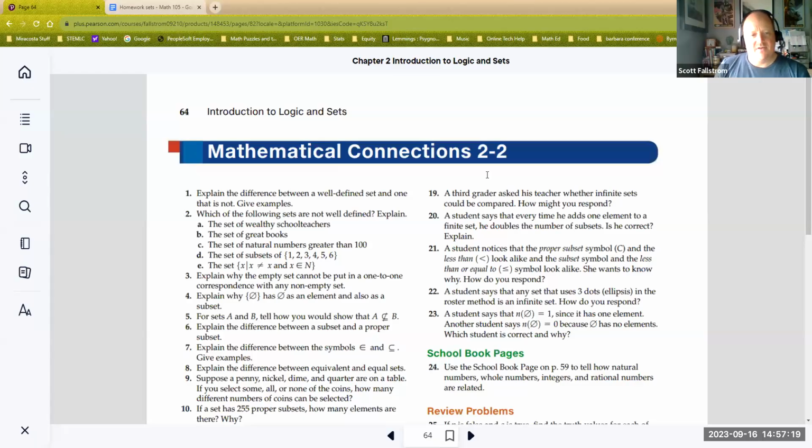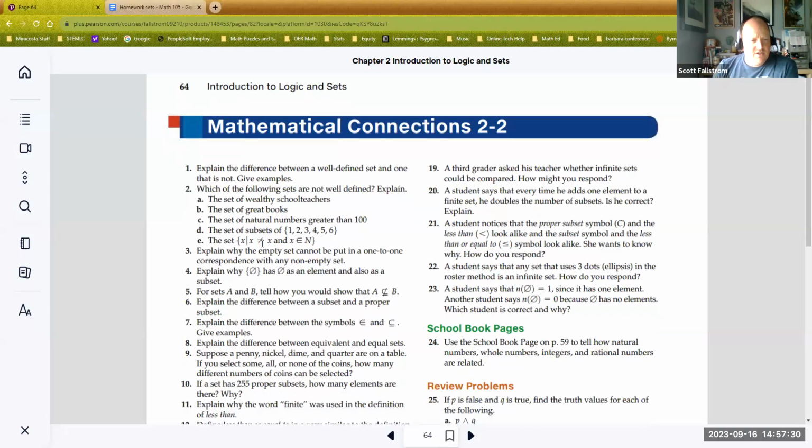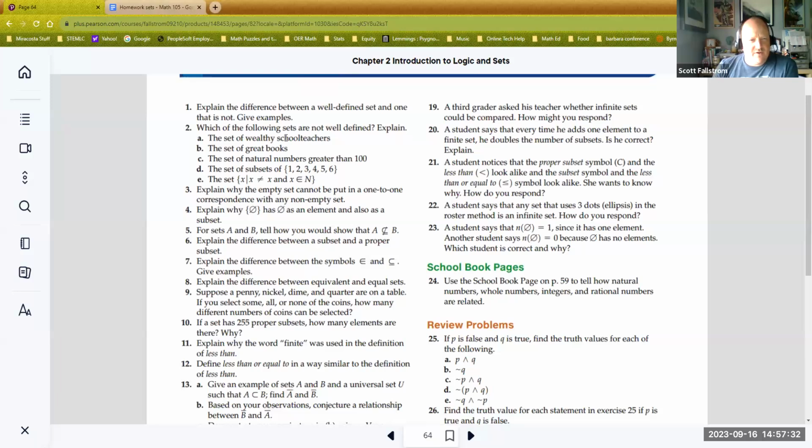Students, looking at the math connections in 2.2. I think I assigned, what did I assign? 2.2. I did number 2, 4 through 7, 17 to 18. Let's take a look. So 2, which of the following sets are not well defined?